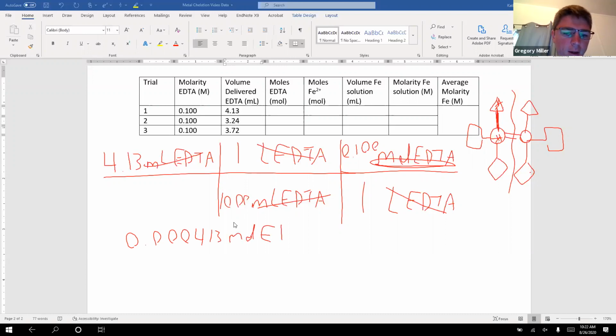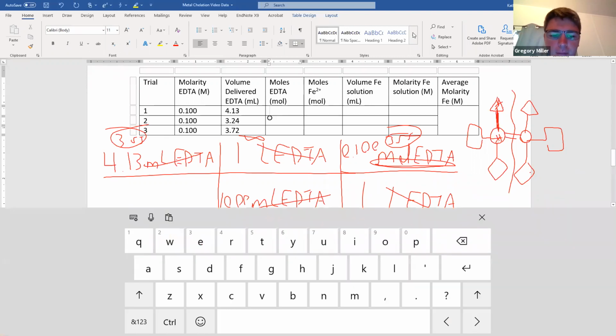moles of EDTA. Now, we should always check our significant figures. We're doing multiplication and division, so we care about the number of significant figures. Our volume has 3 significant figures. This is a metric conversion, so it has infinite significant figures. Our molarity has 3 significant figures, so we need to round our answer to 3 significant figures. These are leading zeros that don't count. We have 3 significant figures, so we don't need to change anything.